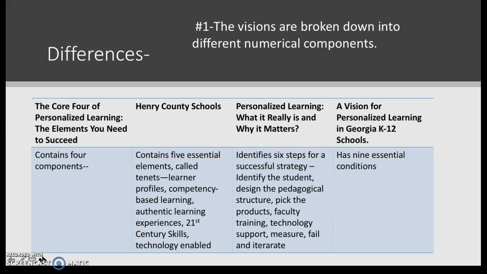Now we will discuss the differences between the visions. Difference number 1. The visions are broken out into different numerical components. The Core 4 Vision has 4 components. Henry County Schools has 5 tenets that they use. The What and Why Vision identifies 6 steps for a successful strategy. And the Georgia Vision has 9 essential conditions.